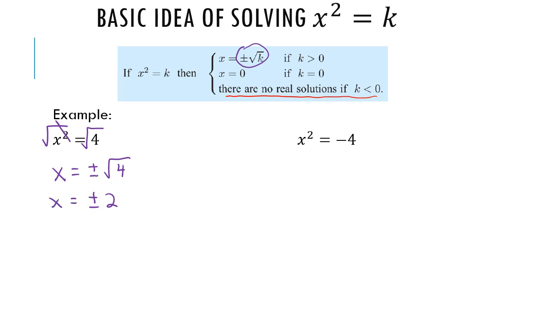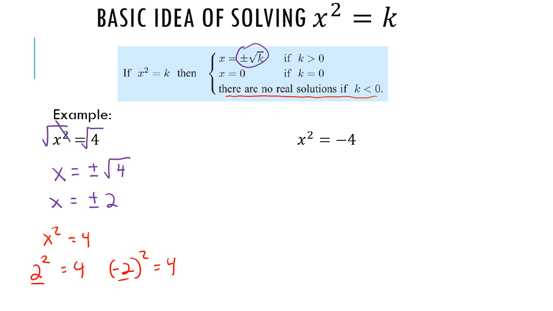And as a reminder of why we need plus and minus, if we go back to the original problem, x squared equals 4, 2 squared is 4, and negative 2 squared is 4. So both of these are true statements if we plug them back in. That's why we need our plus and minus.